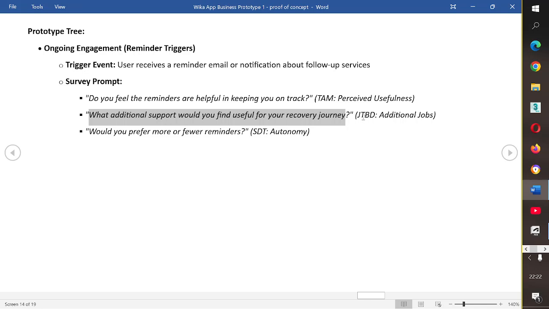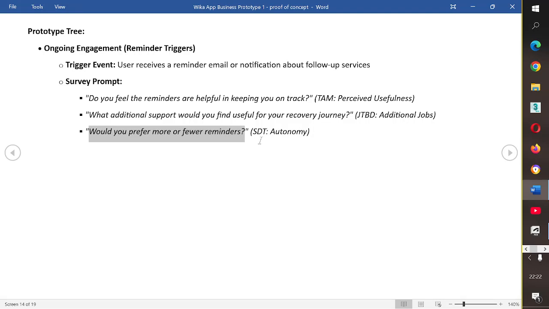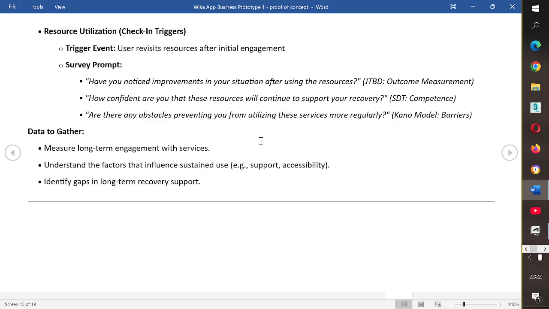If we're dealing with survivors, they might have stories to tell us, but we'll see. Would you prefer fewer reminders? Yeah, because there can be many, but if there are other questions, you can also just inform me. And then this one is on resource utilization. These are the questions: Have you noticed improvements in your situation after using the resources?